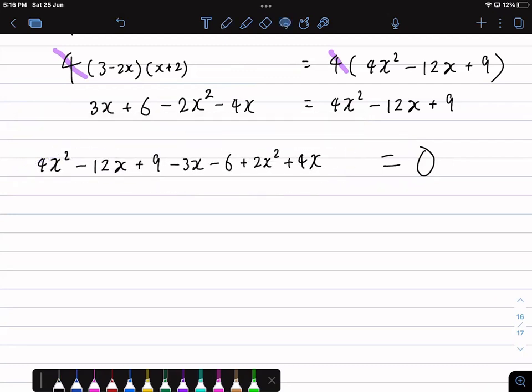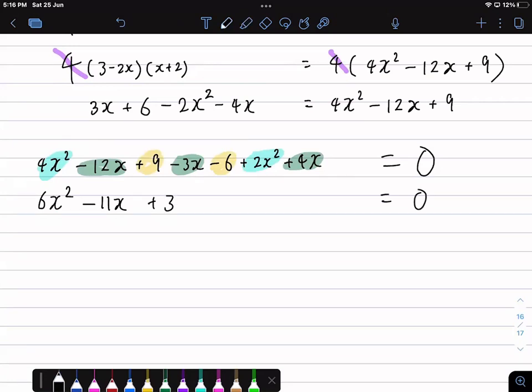Okay. Good. Then we combine like terms. x squared with x squared, 6x squared. Minus 12x with minus 3x and 4x. You get minus 12 minus 3 is minus 15, plus 4 is minus 11x. Next one, plus 9 minus 6. You get plus 3 equals 0.